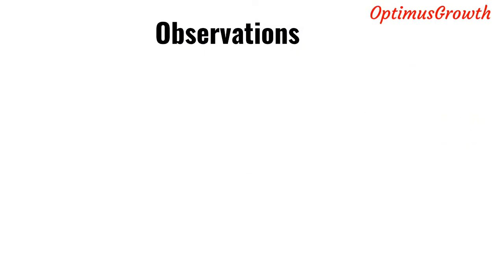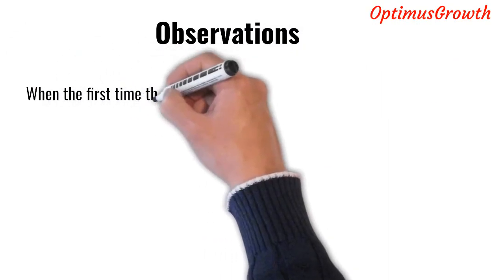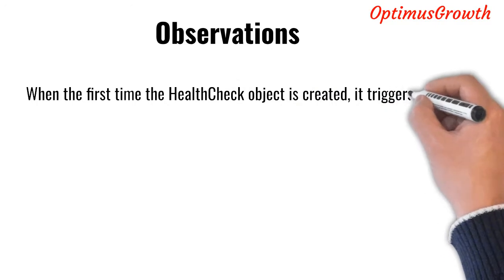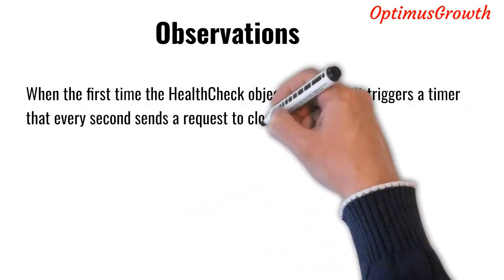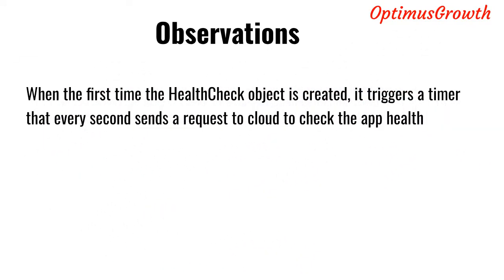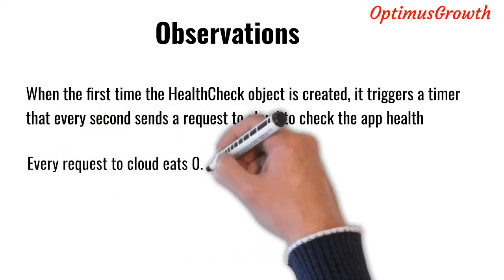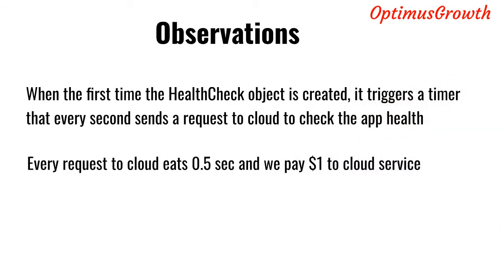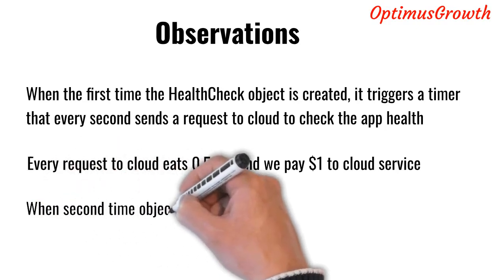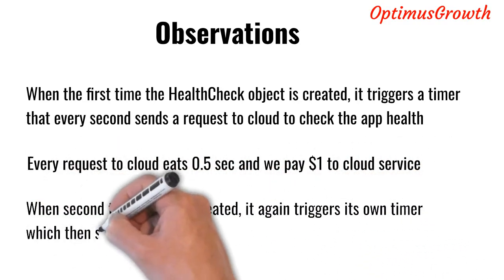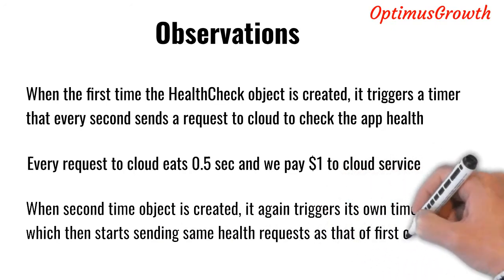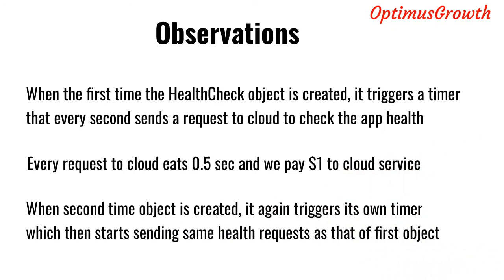Let's note down the observations so far. When the first time the object was created, it triggered a timer, which now internally polls the health API of the cloud every second. Now let's say each call takes 0.5 seconds for execution, and also we are paying $1 for that cloud call. When the second time the object was created, it again triggered its own timer, a new timer, which internally is now sending the same request as that of the first object.